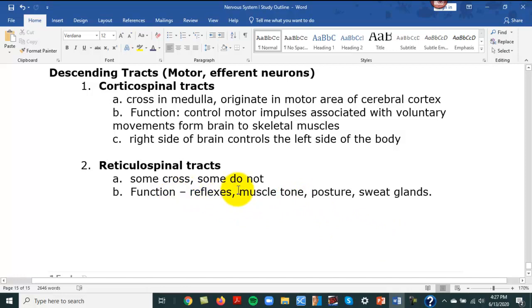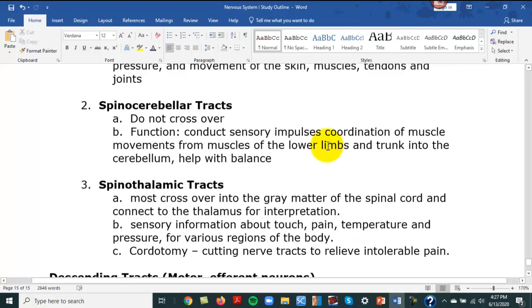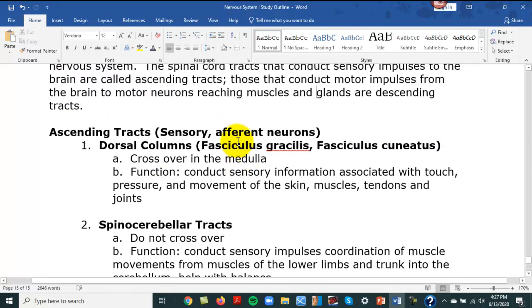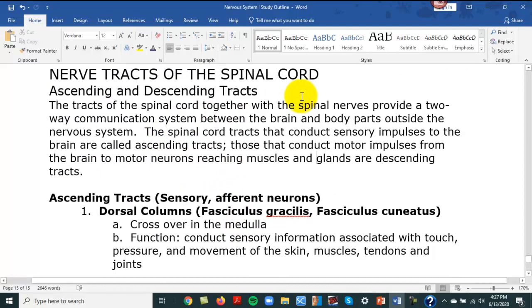Hearing doesn't, of course. Ears are on each side. Sight actually crosses, which, all those hearing and sight would be considered sensory, but even the optic tracts cross. The left eye is hitting the right back side of the brain. So these are nerve tracts, so make sure you go over your review, know which ones are ascending and descending.